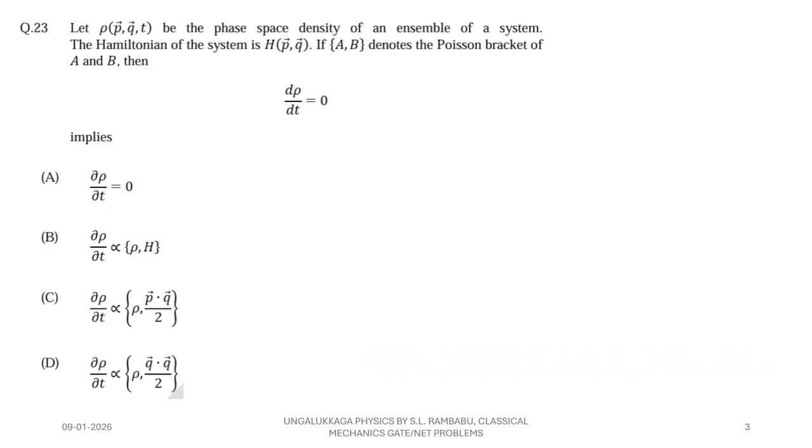Okay, so then here we have a density. This is a problem based on Liouville's theorem, one of the most important theorems in classical and statistical mechanics. Rho is the phase density of an ensemble of systems. The Hamiltonian of the system is H, a function of p comma q. If A, B denotes the Poisson bracket of A and B, then dou rho by dou t equal to 0 implies, in general, that the phase density is constant, that is, rho is equal to constant.